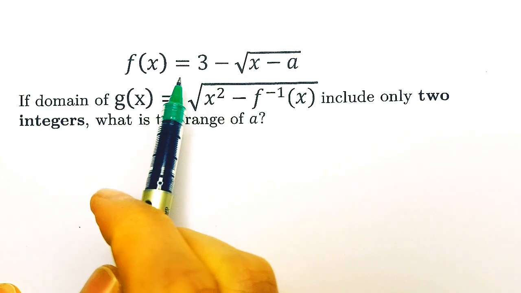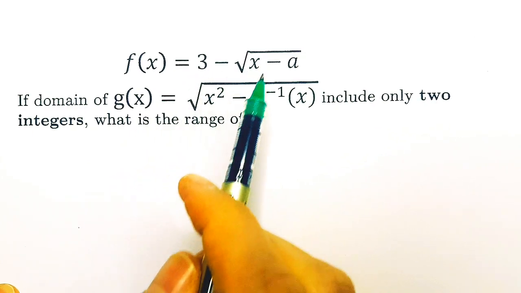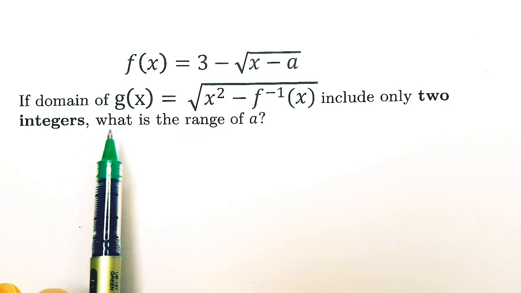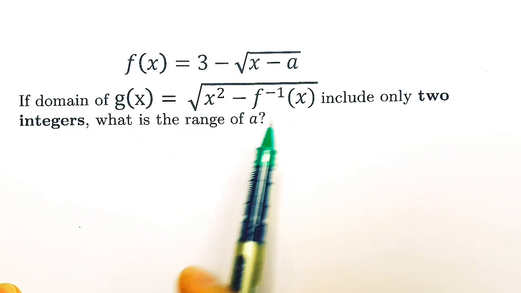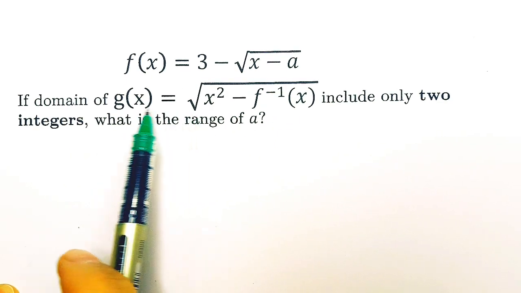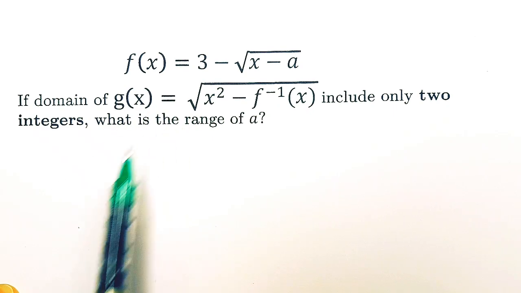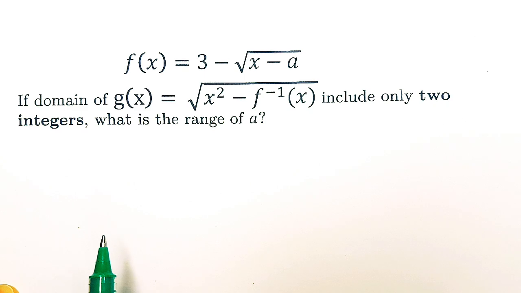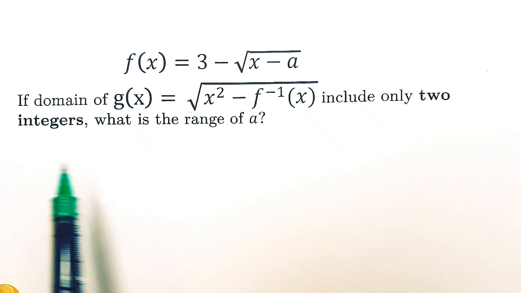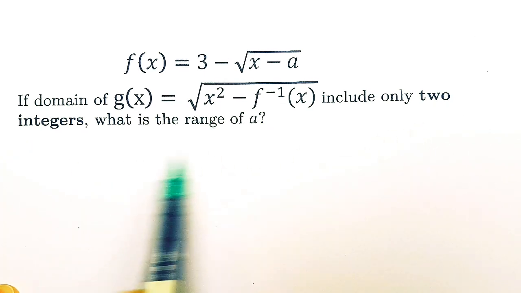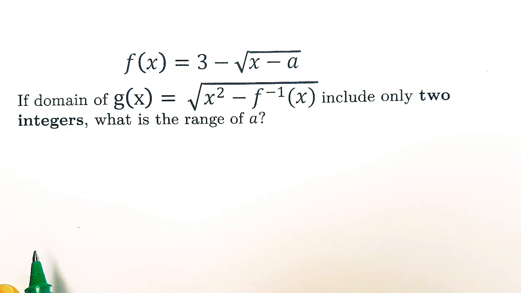f(x) is given by 3 minus square root of x minus a. And g(x) is related to f inverse of x by this relation: g(x) is equal to square root of x squared minus f inverse of x. It is given that the domain of g(x) only includes two integers, and the range of a is the question.